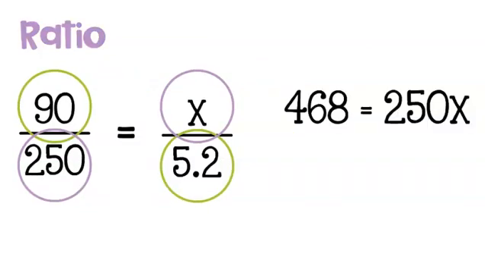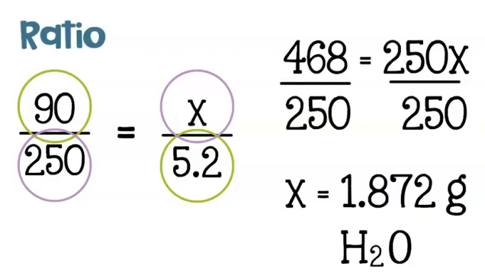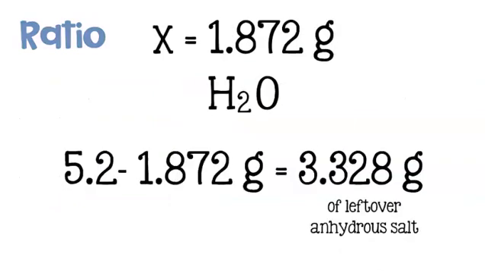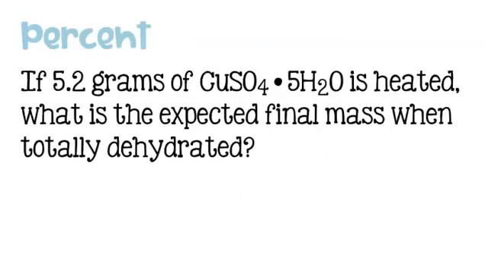90 times 5.2 is 468. Then on the other side we have 250 times X. We can now solve for X by dividing by 250 on both sides. And we get that X is 1.872 grams. That means of the 5.2 grams, 1.872 of that is water, and the remaining is the copper(II) sulfate. Let's subtract, and we find that there are 3.328 grams of leftover anhydrous salt.